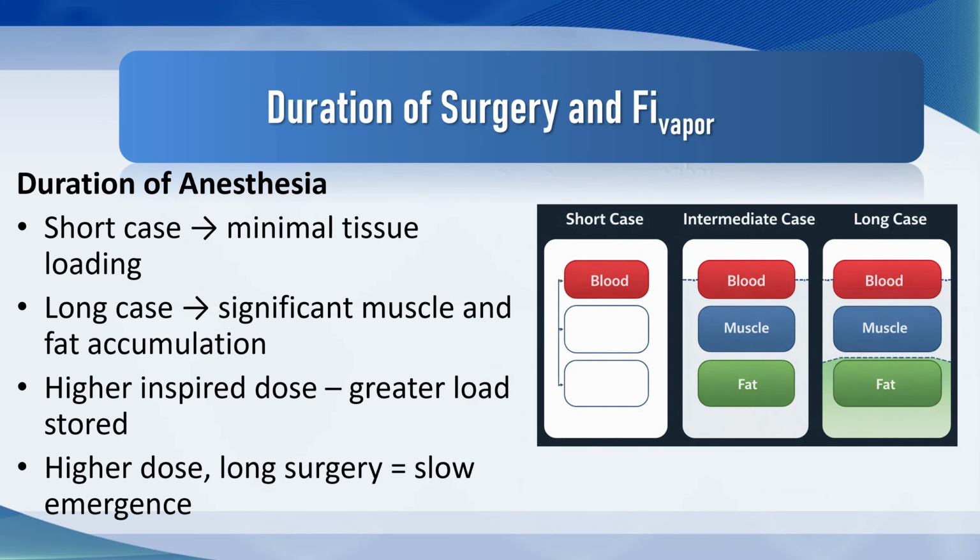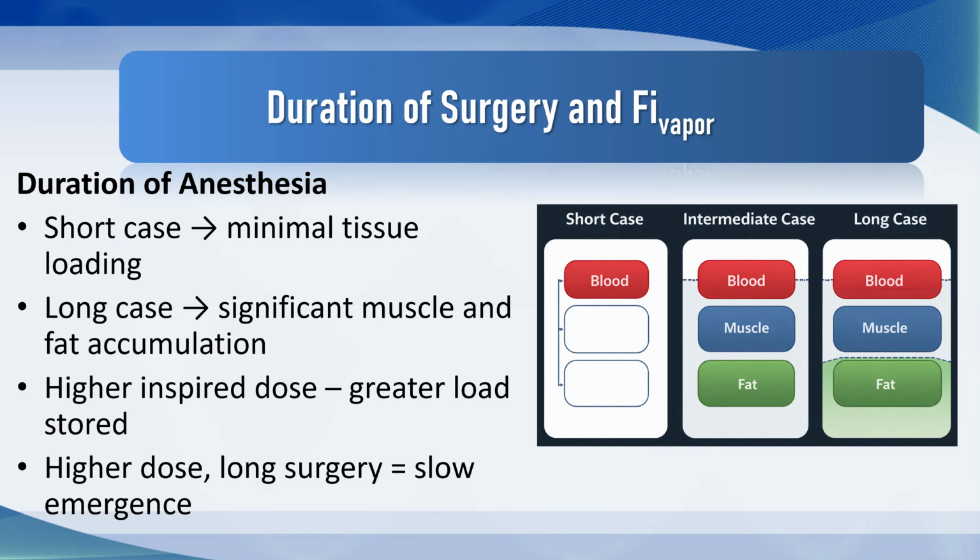During short cases, there is minimal tissue loading. During long cases, there is significant muscle and fat accumulation of volatile agent determined by the tissue blood partition coefficients. In addition, higher inspired dose results in greater load of volatile agent that is stored in these tissues. So high dose, long surgery means slow emergence.